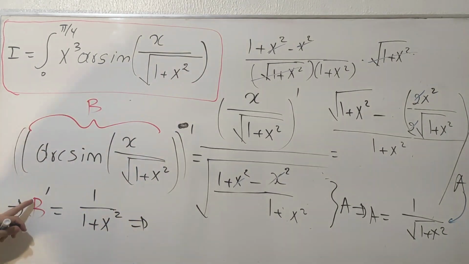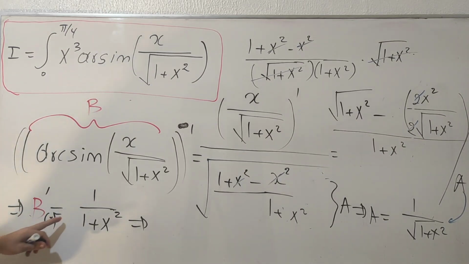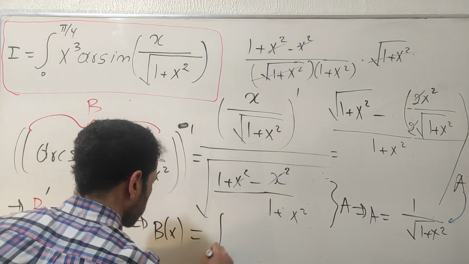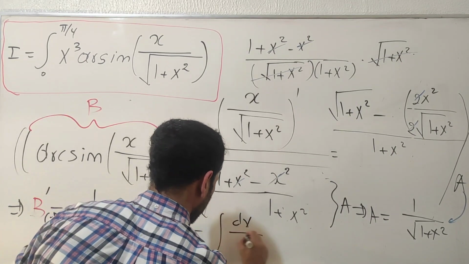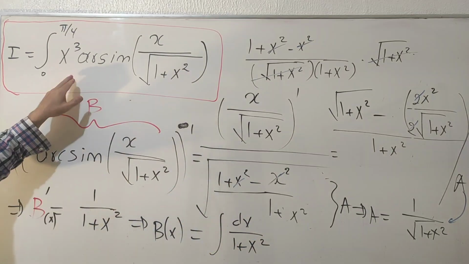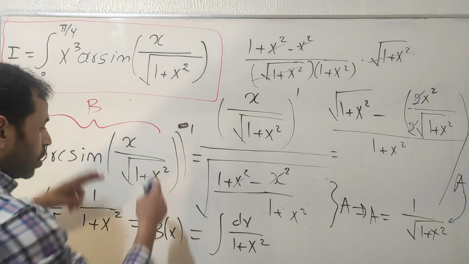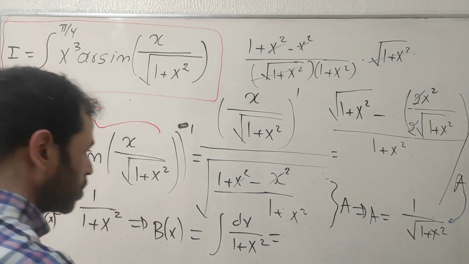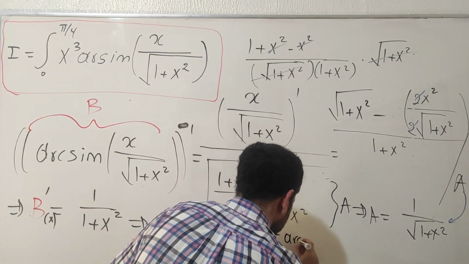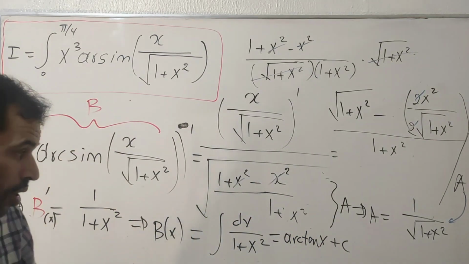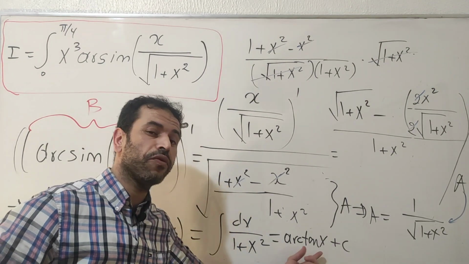Now in order to calculate b of x, I'm going to integrate both sides, which means b of x equals the integral of dx over 1 plus x squared. Don't put any bounds here because we are just expressing this one in terms of this one. This is clearly going to give us arctangent of x plus a constant. Don't forget the constant, it's very important. If c is different than 0, we will have a problem if we don't put the constant here.